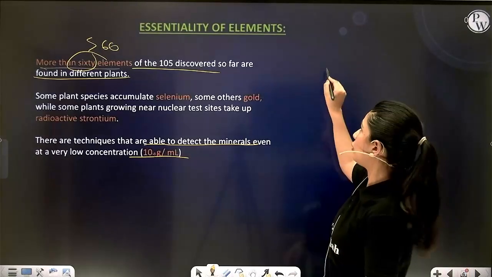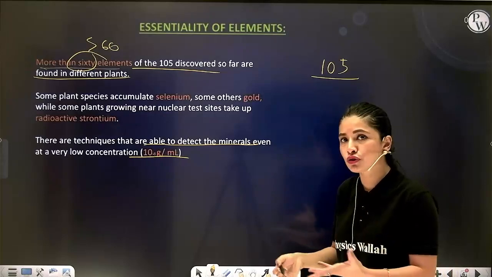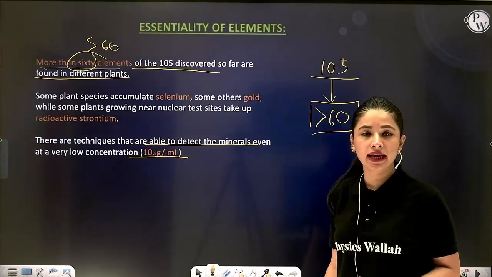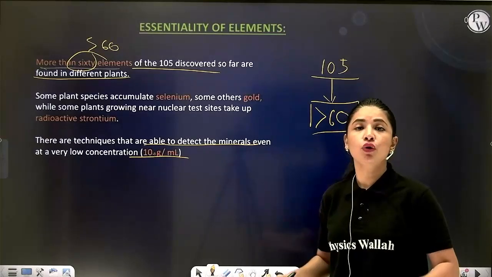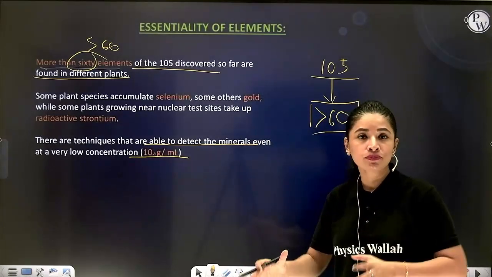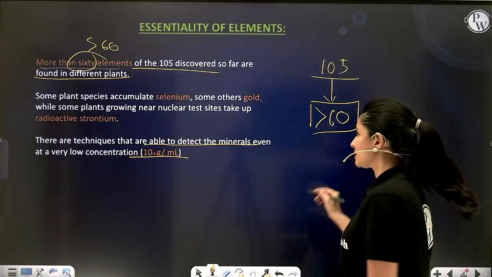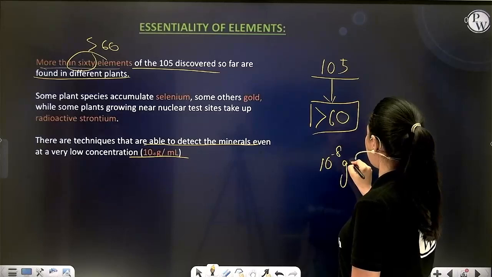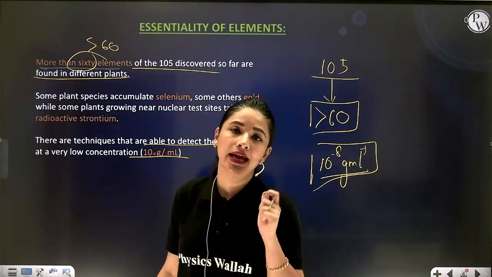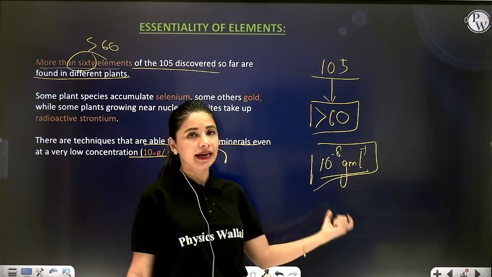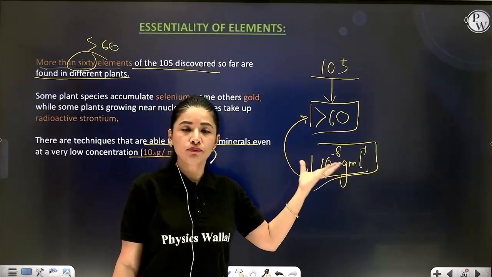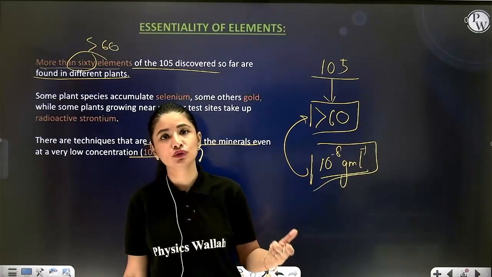So if I'm saying that out of the 105 elements discovered so far, plants have more than 60 elements in the protoplasm of the cell, then in this more than 60, I have counted all those elements which are found majorly in the plant body and even minorly also. Minorly means even if the element is present in 10 to the power minus 8 gram per ml. Such a low quantity is even detectable. Any element present in this small quantity inside the plant is also counted. Clear? So from more than 60 elements, some may be essential, as I told you, some may not be.